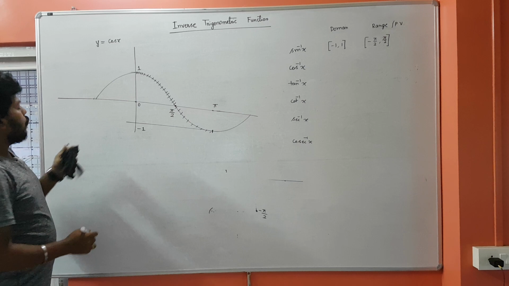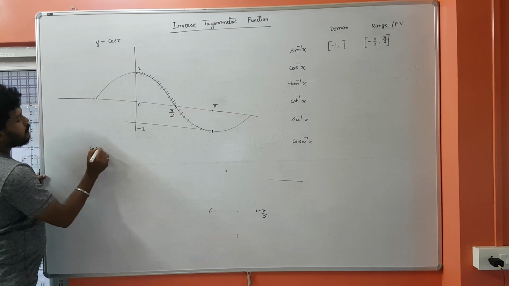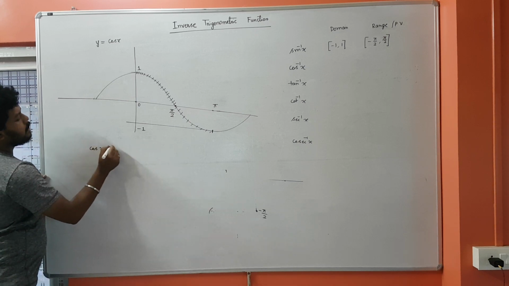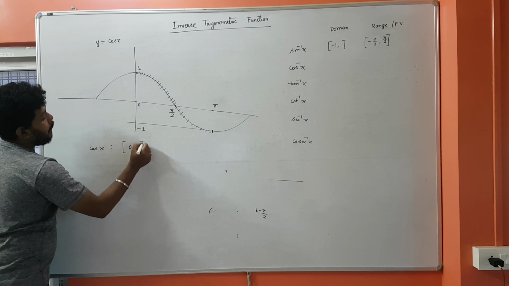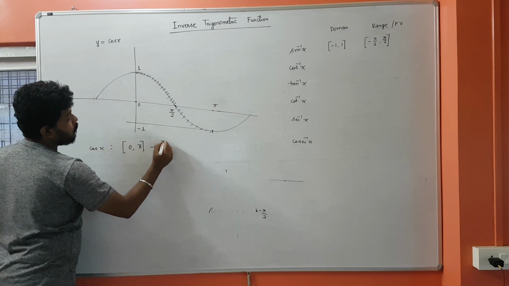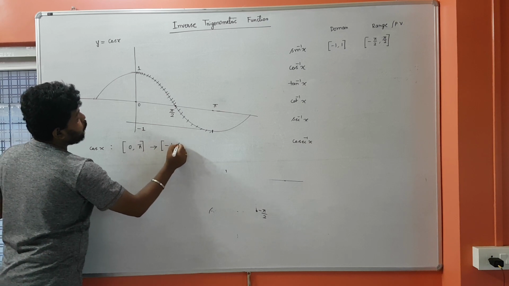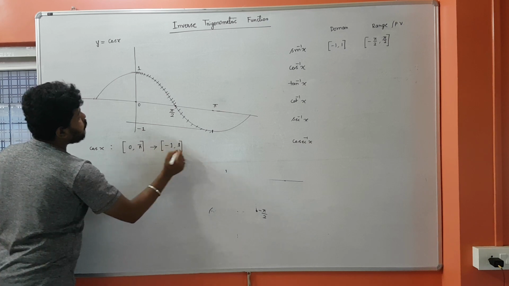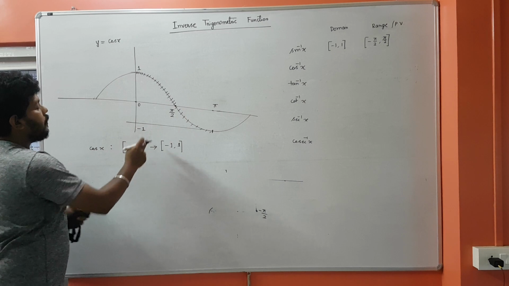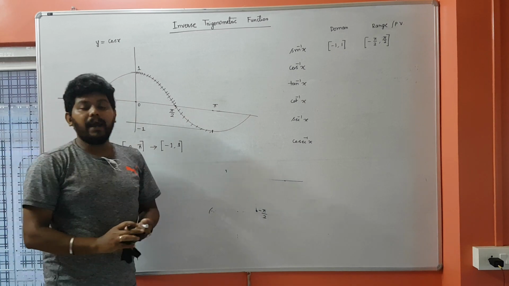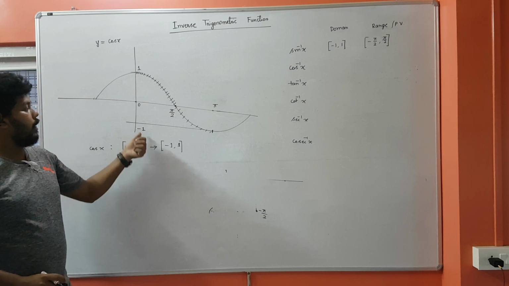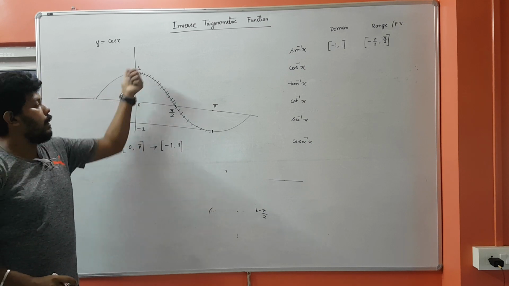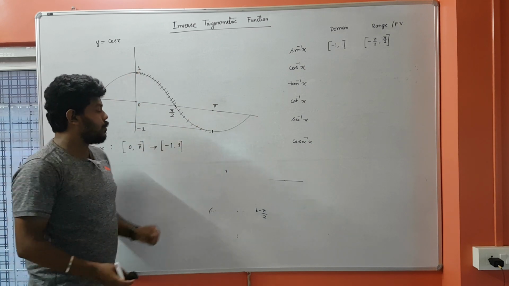Now, cos of x such that domain is 0, pi tends to -1 to +1, where -1 and +1 are the range of cos x. The maximum value of cos x is 1 and the minimum value is -1. At 0 it is 1, at pi it is -1.